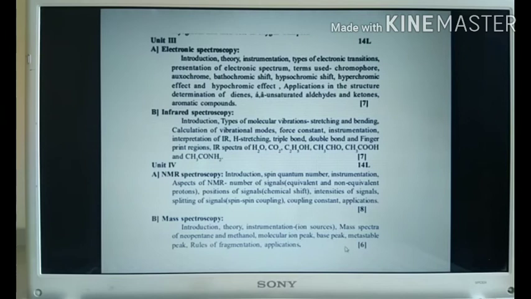बेस पीक क्या होता है ये सीखना है. मेटास्टेबल पीक क्या होता है ये देखना है. And the rules of fragmentation and their application. सो मॉलिक्यूल का फ्रैगमेंटेशन कैसे होता है? What are the rules for the fragmentation of molecule and their application, that also we will have to study in this unit. So ये सब इंस्ट्रूमेंटेशन टेक्निक है जो हमको इस सिलेबस में स्टडी करने हैं.